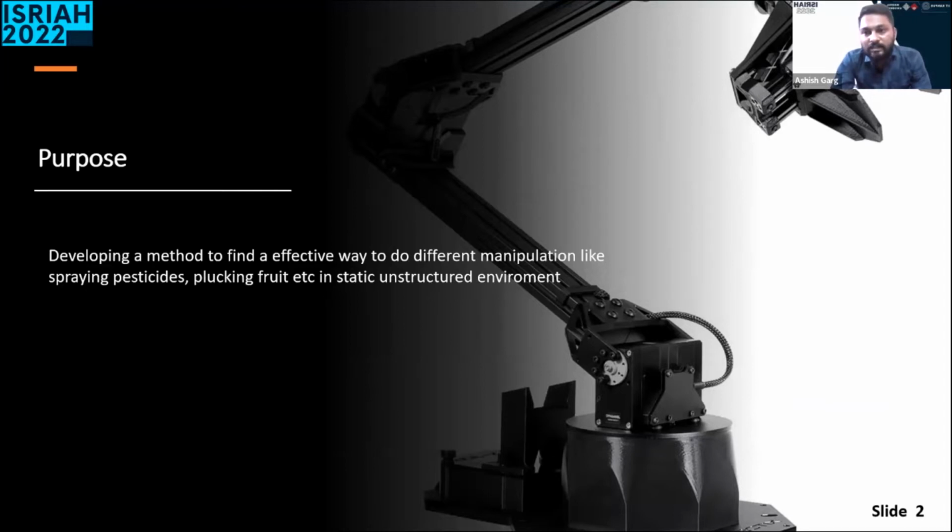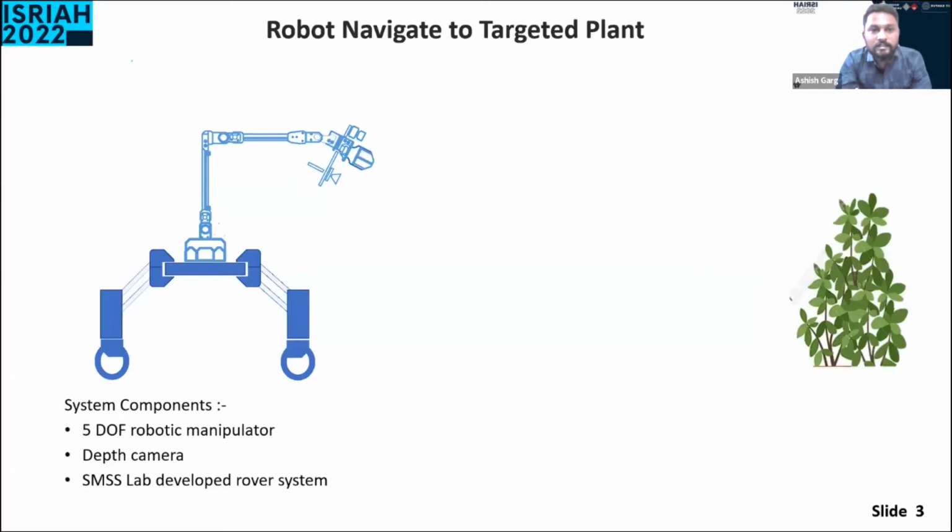The agriculture industry is rapidly growing, but there is still a lack of efficient ways to do these kinds of localized tasks. So let us start with the task we have to perform and how we are accomplishing it. First we'll discuss the components of our robotic system: a manipulator, a camera, a nozzle, and a rover. Our manipulator is a 5 degree of freedom autonomous manipulator. We are using a depth camera, and the nozzle and rover are being developed in our lab, the SMSS lab.